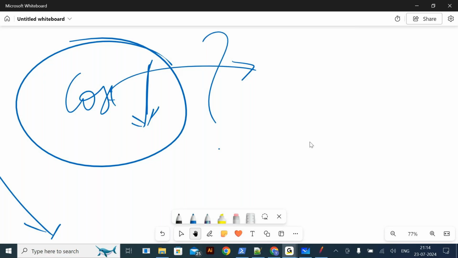SLA is provided by the customer. Exactly, because it's their application, right? Now there are two cases to this. Let me take two people, Deepak and Ankit. Deepak has an application, Ankit has an application, and I am the performance tester, right?